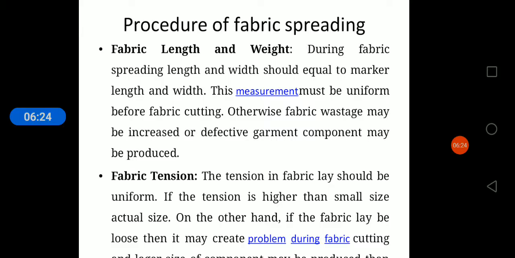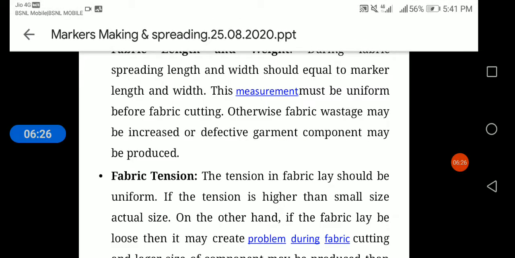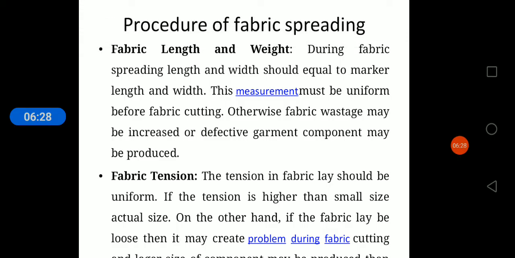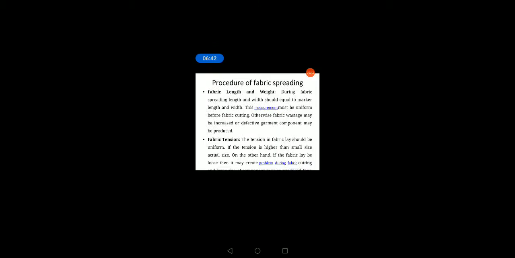If the tension is higher, the cut pieces may be smaller than the actual size. On the other hand, if the fabric lay is loose, then it may create problems during fabric cutting. A lesser size may be used, and then the fabric tension will be increased.